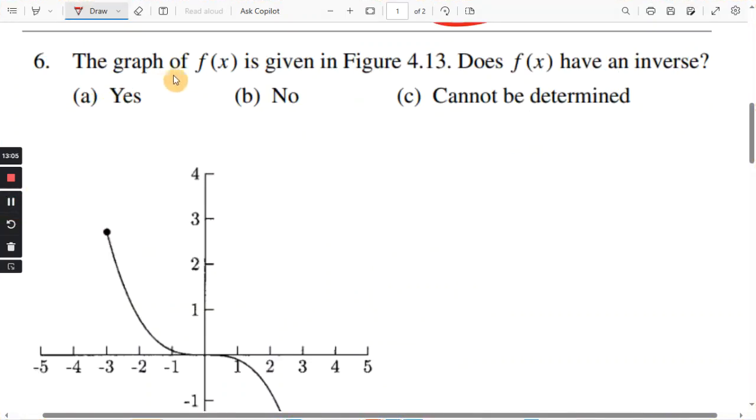Number 6, the graph of f of x is given. Does f of x have an inverse? The way to test for an inverse is the horizontal line test.